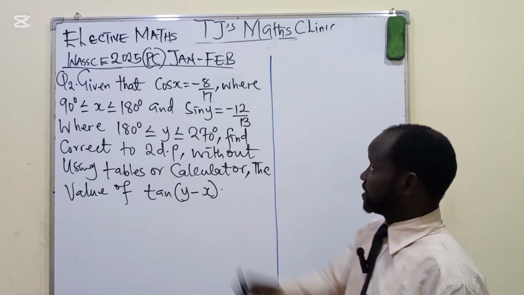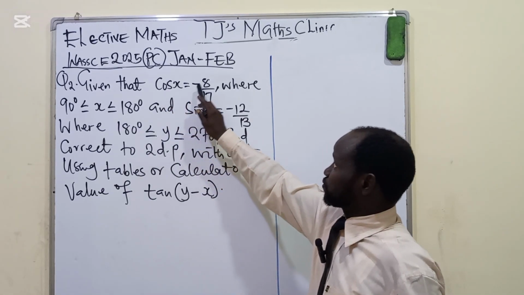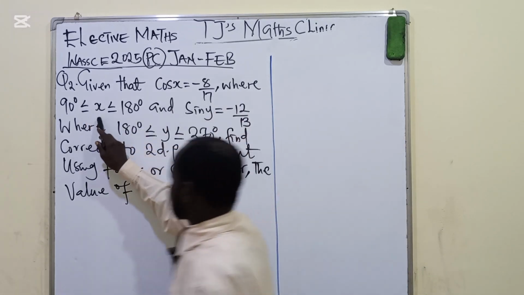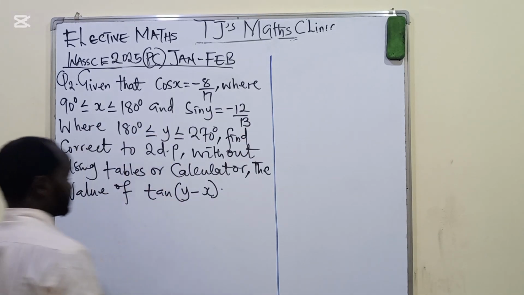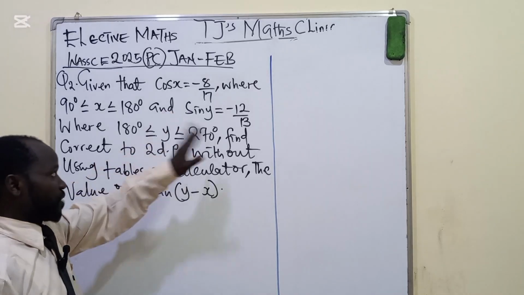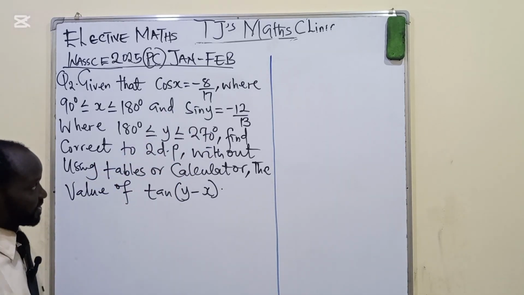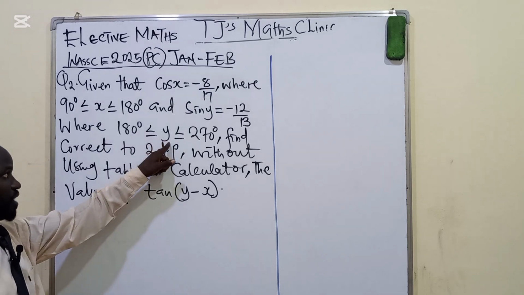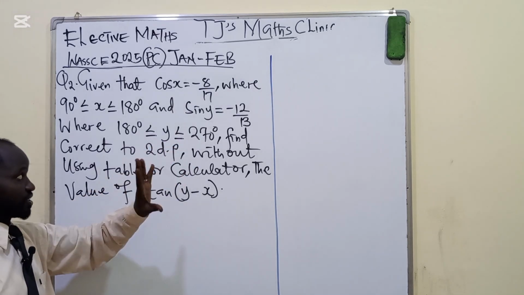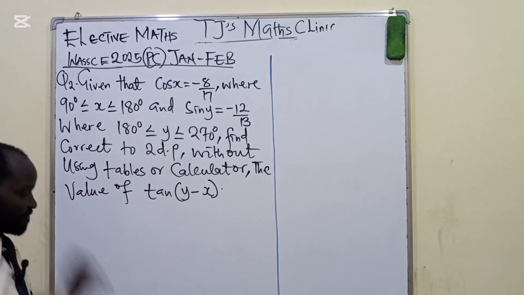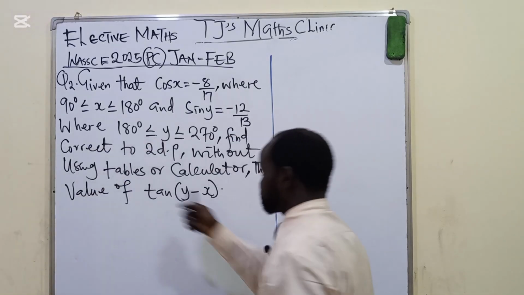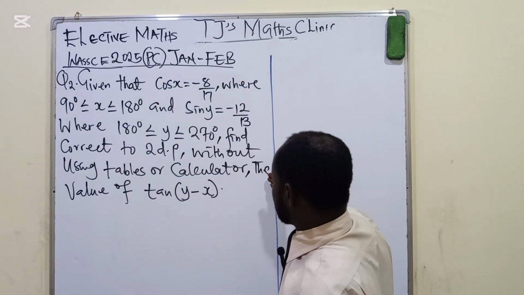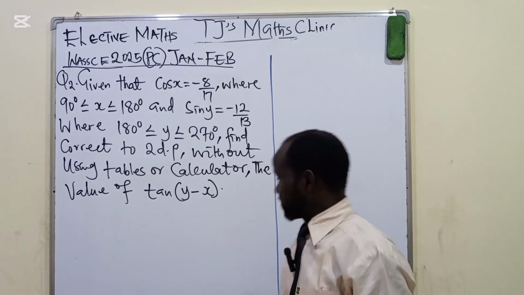Question 2 reads, given that cos x is equal to minus 8 divided by 17, where 90 degrees is less than x, x is less than 180 degrees, and sine y is equal to minus 12 divided by 13, where 180 degrees is less than or equal to y, y is less than or equal to 270. This is the range. We are asked to find, correct to two decimal places without using tables or calculator, the value of tan (y minus x).